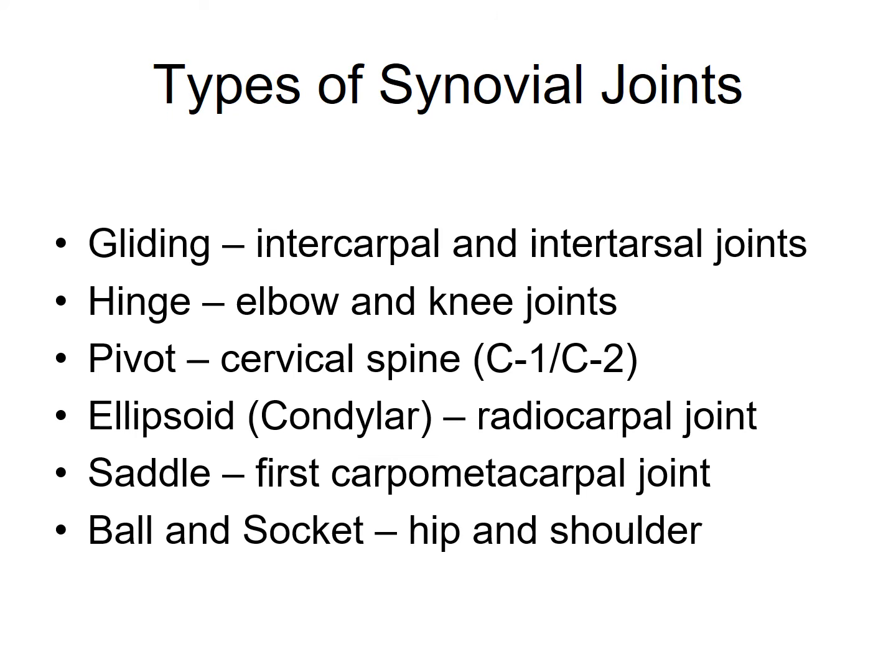And then we've got ball and socket joints. It sounds like a ball fitting into a socket, like the head of your femur fitting into where your hip bone is, or where your humerus is going to fit into your scapula. So the hip and shoulder joints are ball and socket joints.